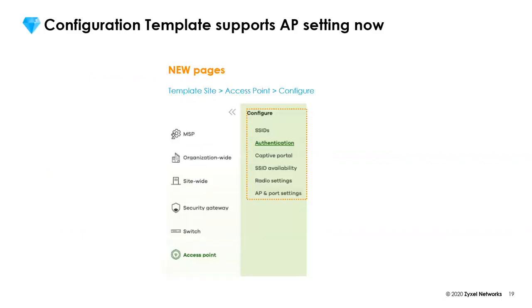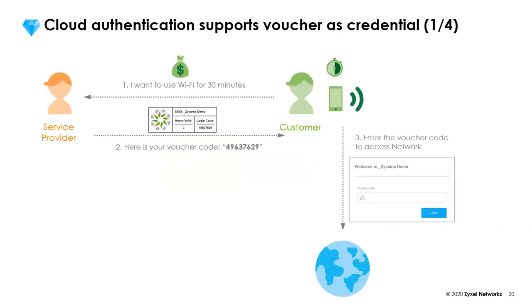And we've upgraded the configuration templates. Before, configuration templates were pretty much limited to switch only settings. Now we've expanded that to access points. Configuration templates allow you to push out changes across multiple sites. You configure it once and then push it out across multiple sites instead of having to go into each site to make those changes.